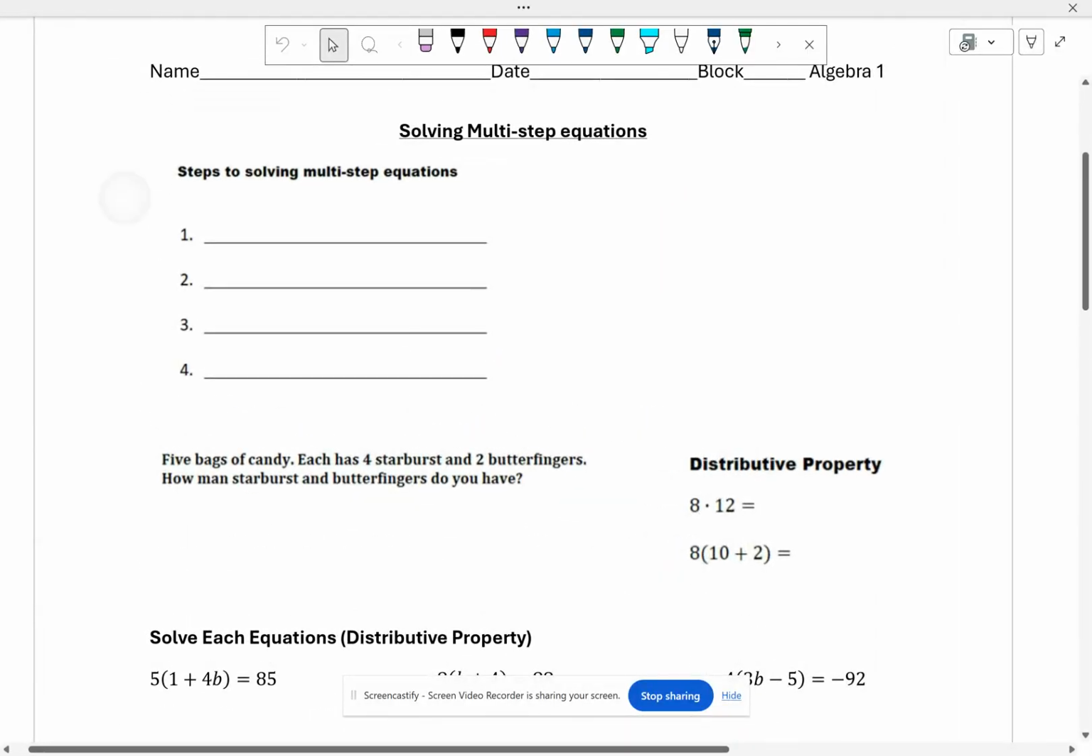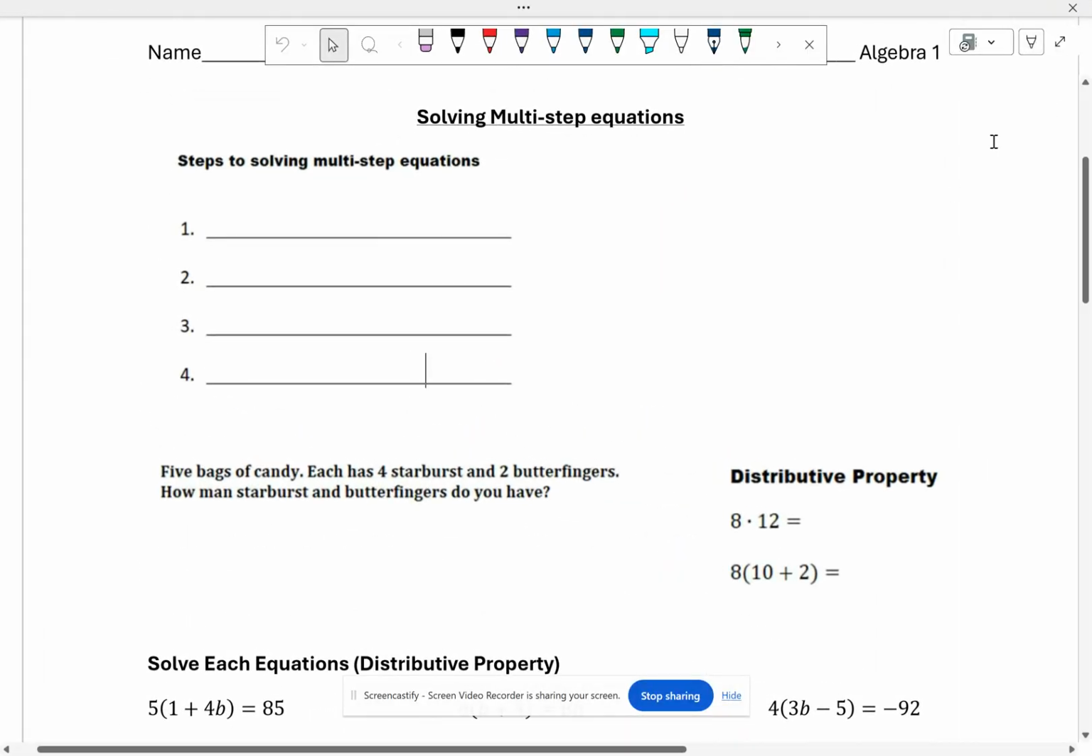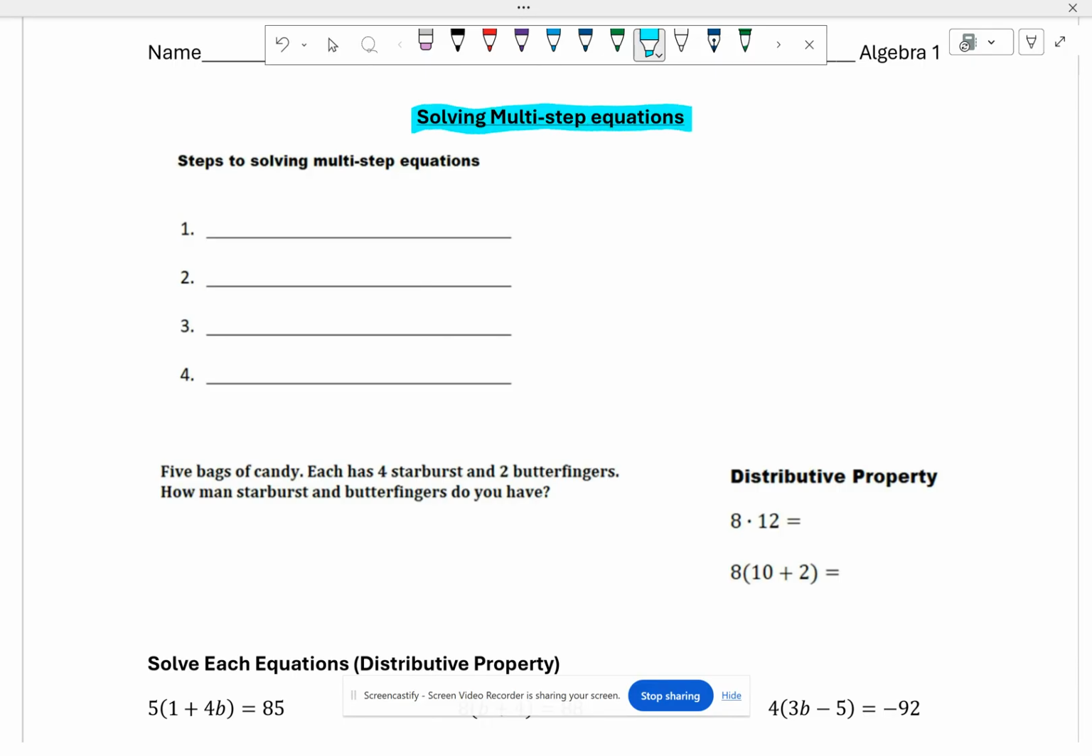Hey chat, we're just going to take some notes together because I'm out of school today, and then you guys are going to do some practice problems on your own. So what we're going to do today is just continue what we were doing before, which is solving equations, but these ones are going to have multiple steps. So not just 2 steps, but there's going to be a couple other things involved.